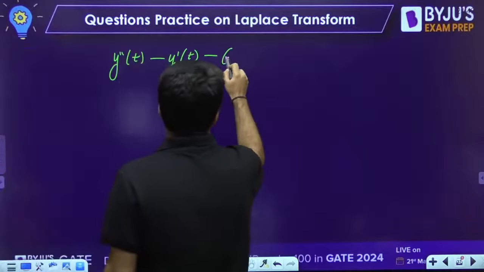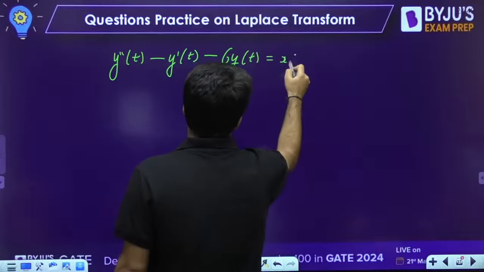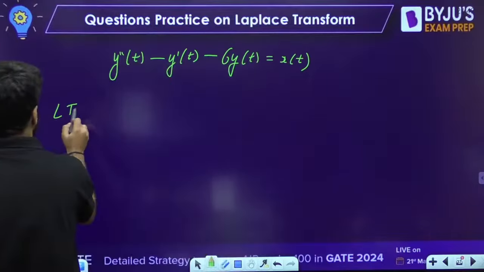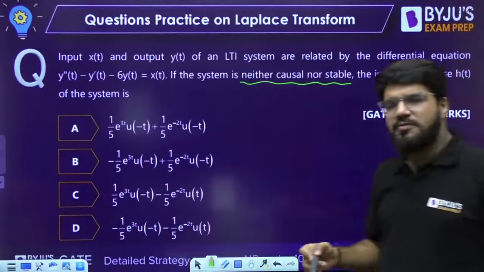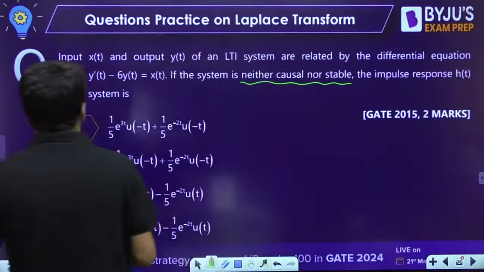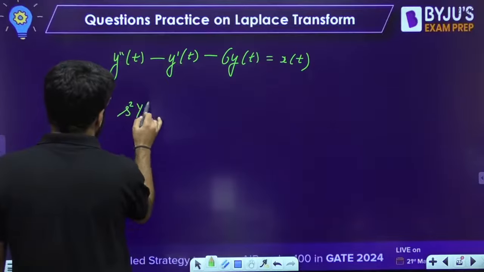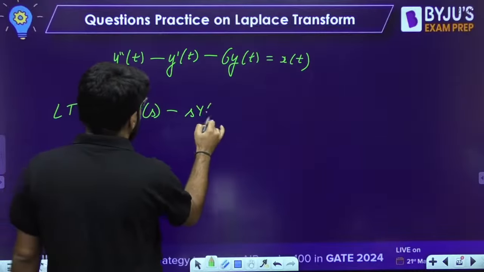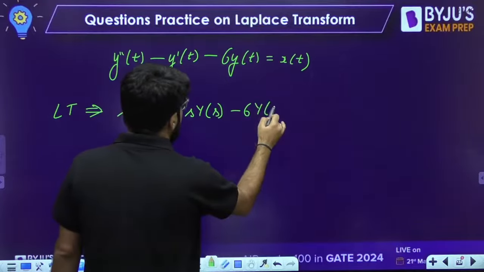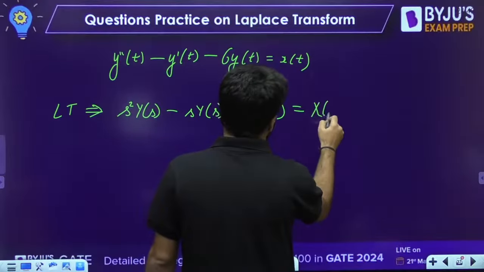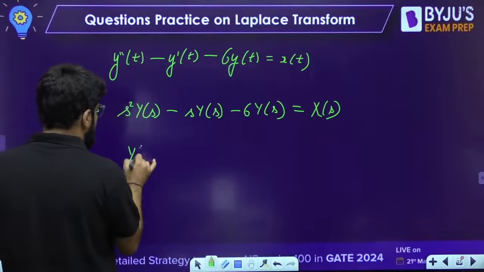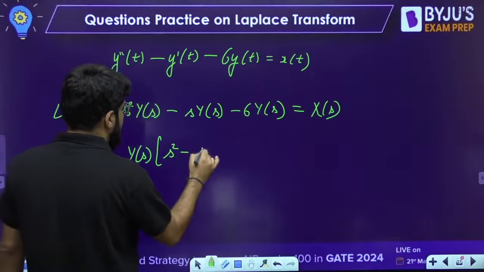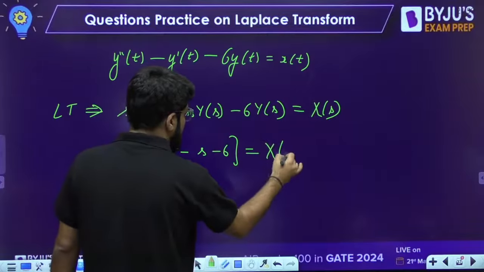minus 6y(t) is equal to x(t), and first of all I will convert this into the Laplace domain. I need the transfer function before I take the impulse response, and for transfer functions we know the zero initial condition will apply. So y double dash t means s square Y(s), minus y dash t, that is s into Y(s), minus 6y(t), that is 6Y(s), is equal to the Laplace transform of x(t), that is X(s). Okay, so let me take Y(s) common. s square minus s minus 6 is equal to X(s).